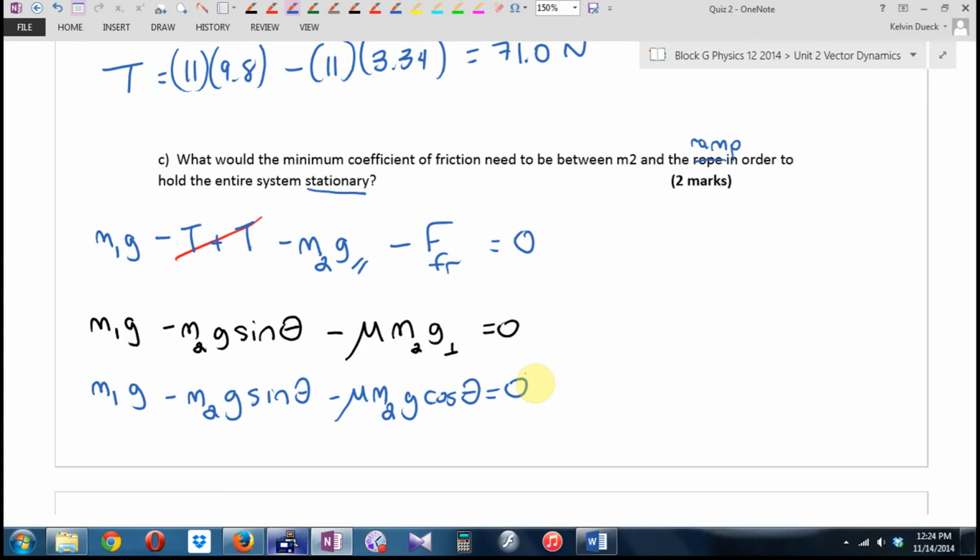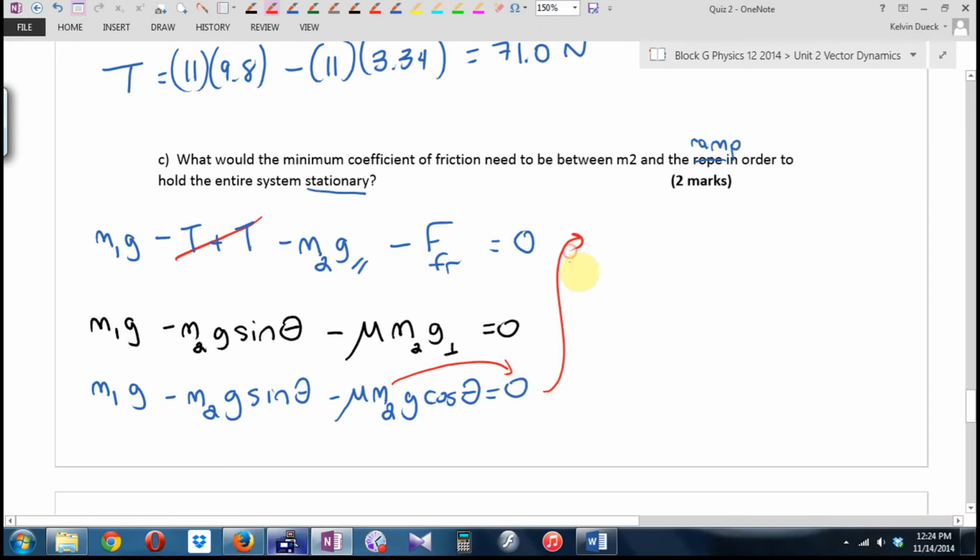What are we trying to get by itself? Mu. I'm going to actually plus this to this side so the mu is no longer negative. And I'll get that looks a little prettier to me.